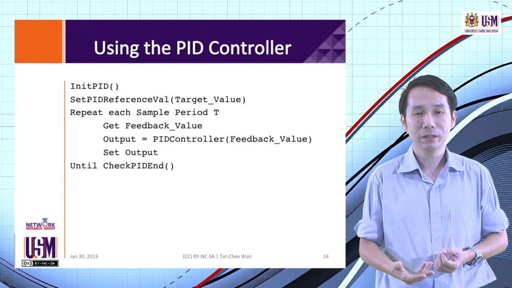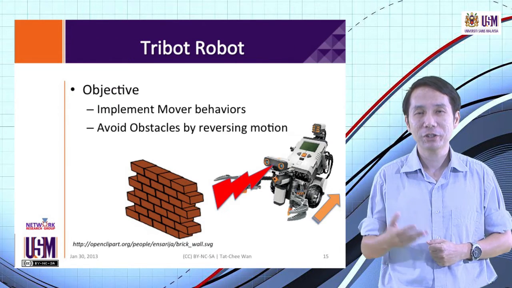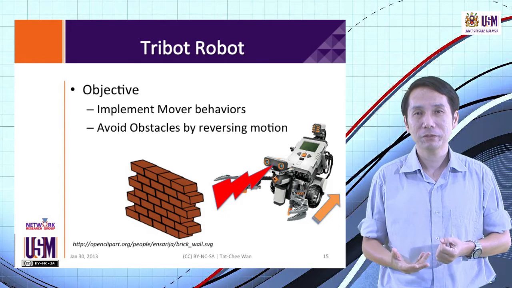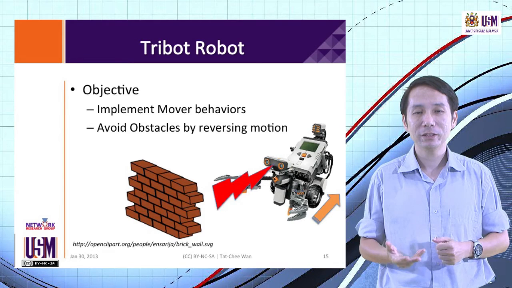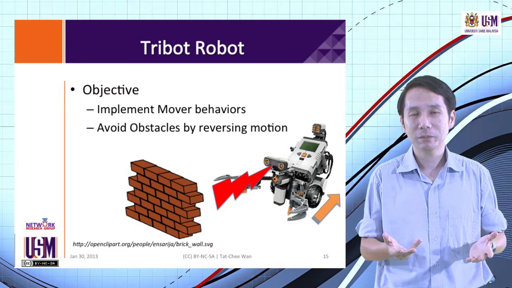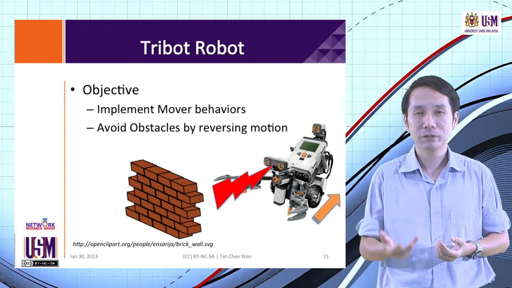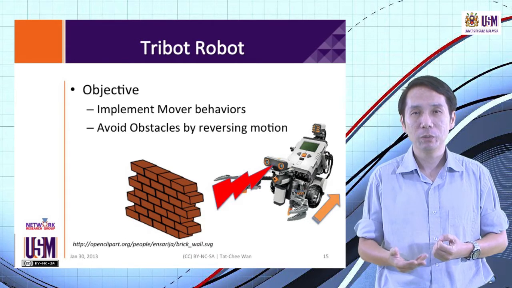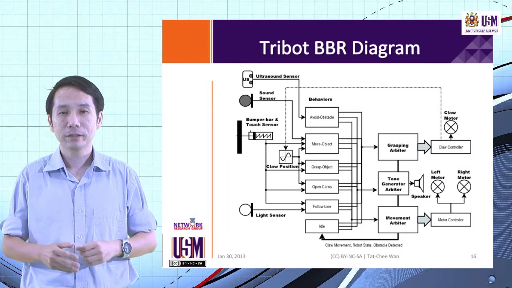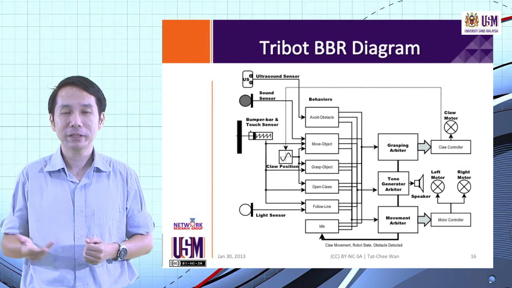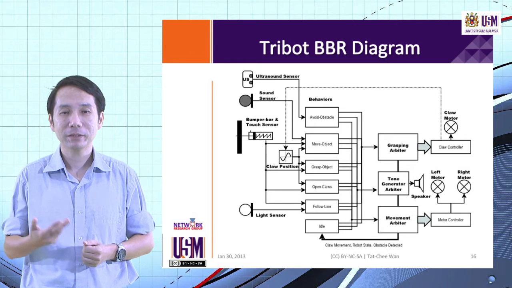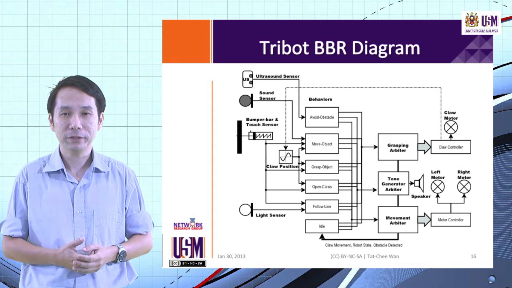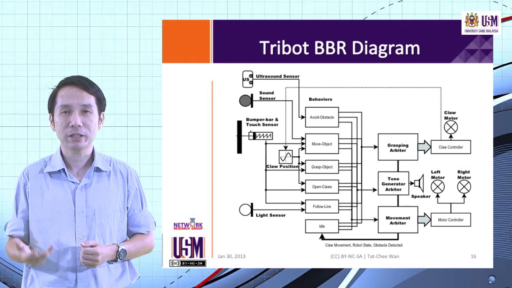Now we can look at the Tribot Robot, which incorporates all of what we have learned previously into a final robot software. The objective of Tribot is to be able to implement existing behaviors such as the mover robot behaviors, as well as to be able to avoid obstacles by reversing motion when an obstacle is detected. The Tribot BBR diagram is very similar to that for mover, except for the addition of the ultrasound sensor, which controls the avoid obstacle behavior. Everything else remains pretty much the same.